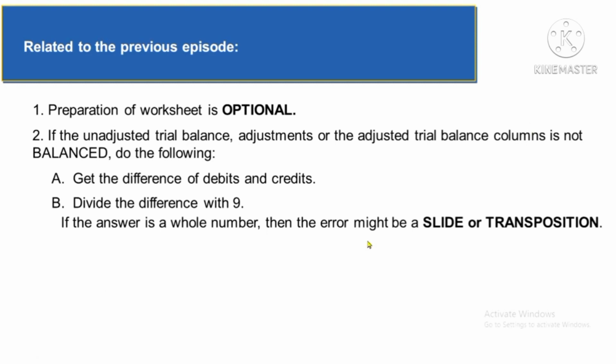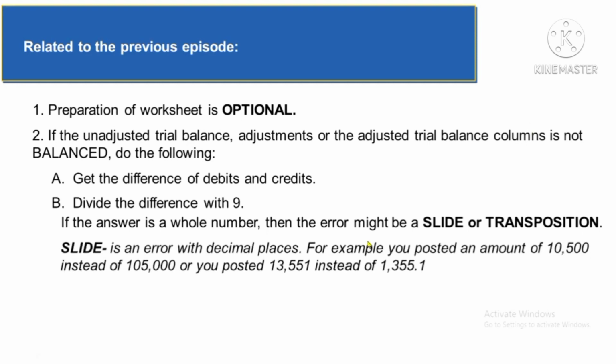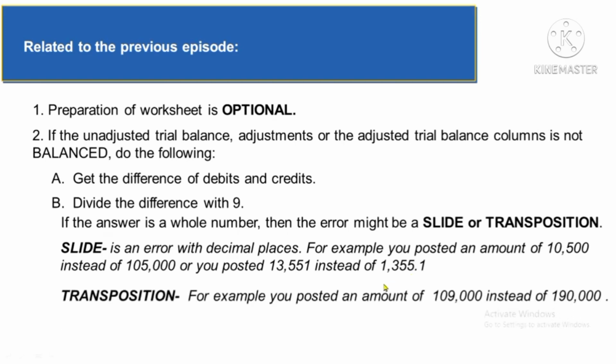But what are those? Slide is an error with decimal places. For example, you posted an amount of 10,500 instead of 105,000. Or you posted 13,551 instead of 1,355.1. While an example of transposition is when you posted 109,000 instead of 190,000.